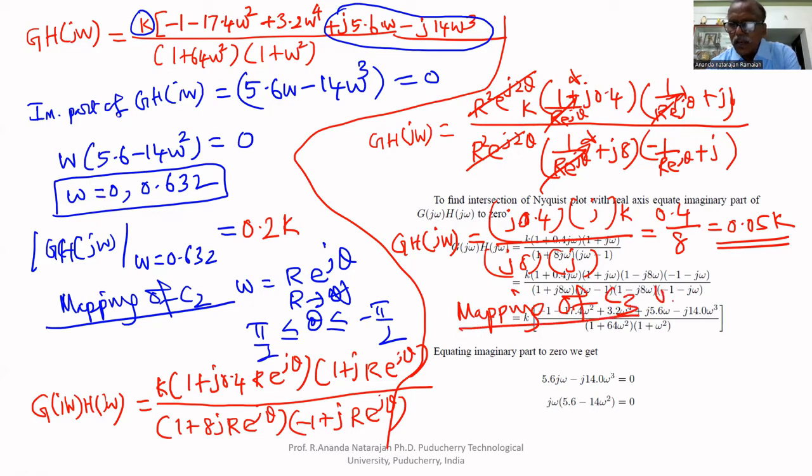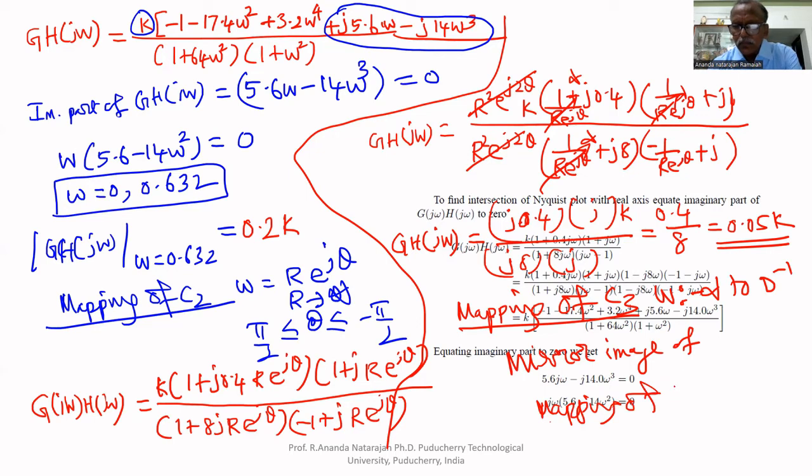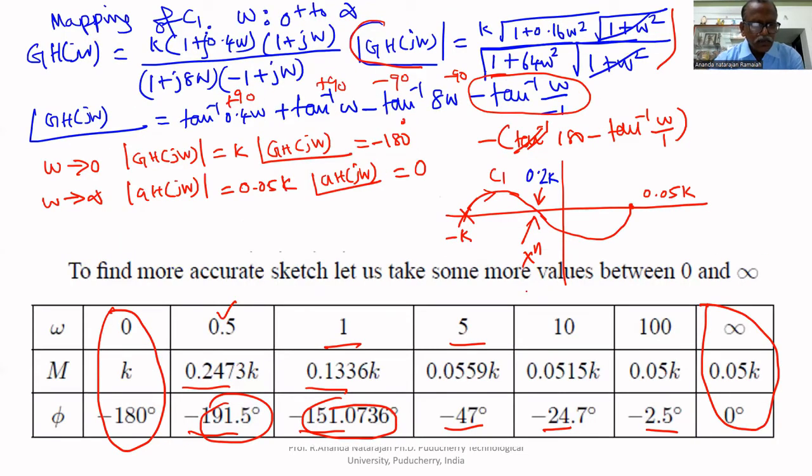C3. That is, ω varies from minus infinity to 0 minus. For that, it is the mirror image of the mapping of C1, which means it will be like this. So it goes this way, then it stays here for ω equal to infinity, and then it returns like this. That's all.